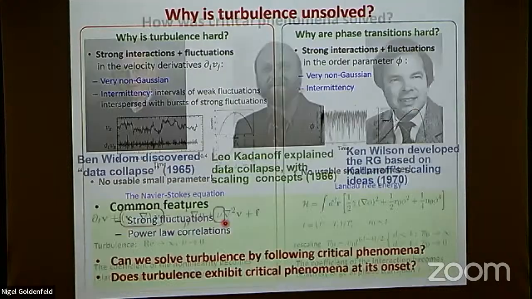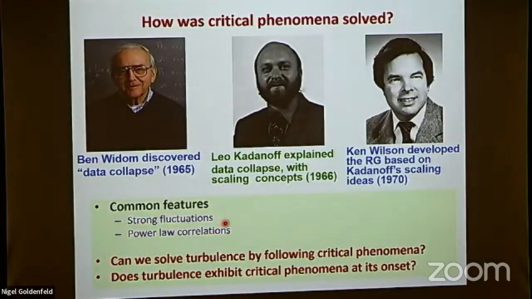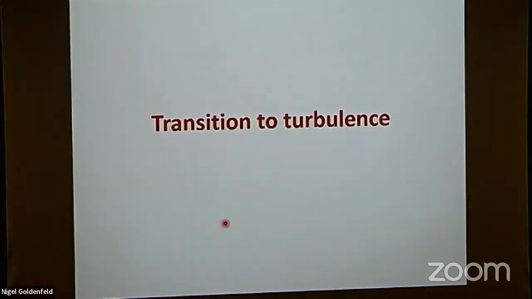Okay, good. All right, so they both have strong fluctuations and parallel correlations. Can we solve turbulence by following the methodology that they used to solve the critical phenomena problem? The answer to that is, I think you can, and I'll show you about that if we have time. It's not the main topic of our lecture today. And does turbulence exhibit critical phenomena at its outset? The answer is yes.